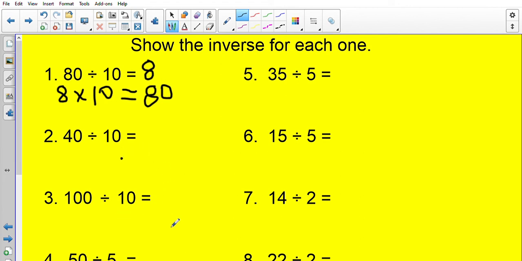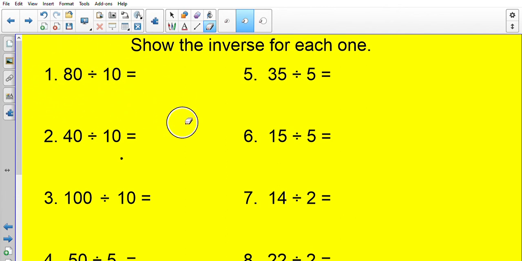Okay, I'm going to send your grown-ups a copy of these as well, so you can either copy these from the video by pausing the video, or you can print out the sheet and do your working out on the sheet. It's up to you.